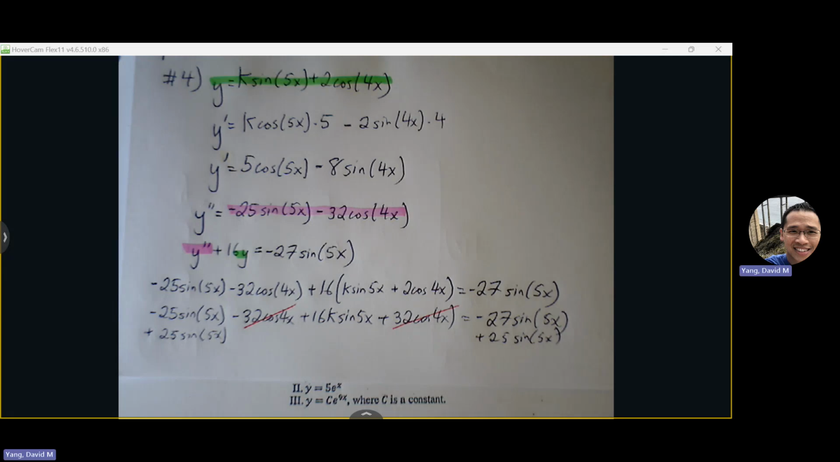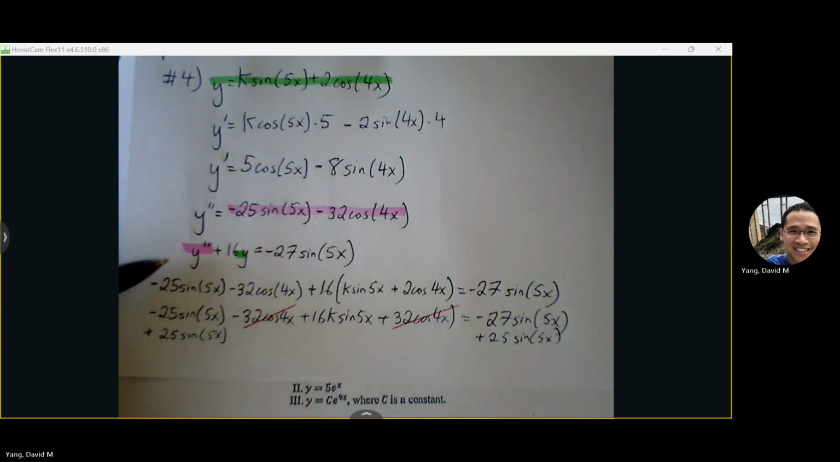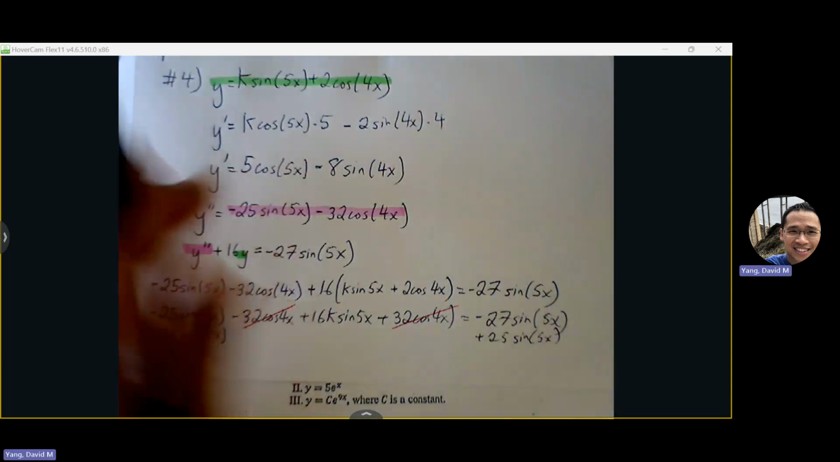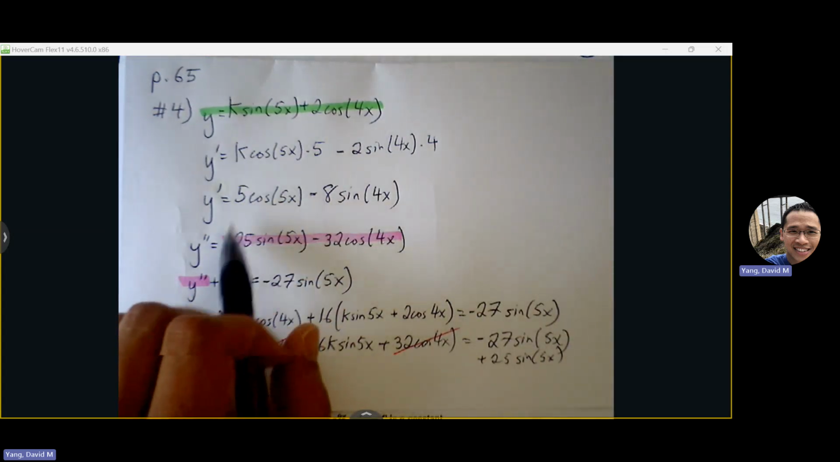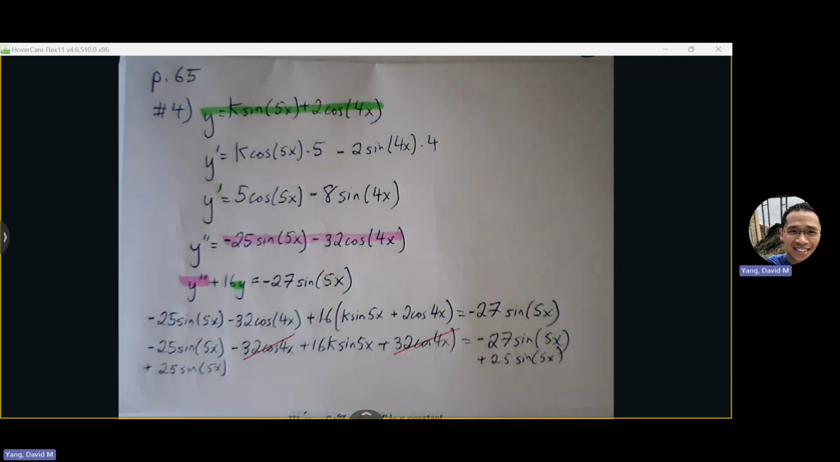Let's see, 25k. Oh, sorry, negative 25k. Sorry, I messed up. The k is the coefficient. It hangs out for the entirety of the problem. So y prime, I dropped the k here, but the k is still going to remain.